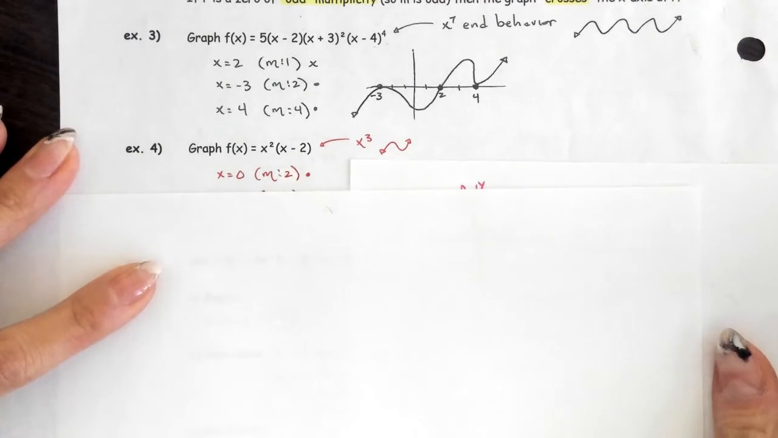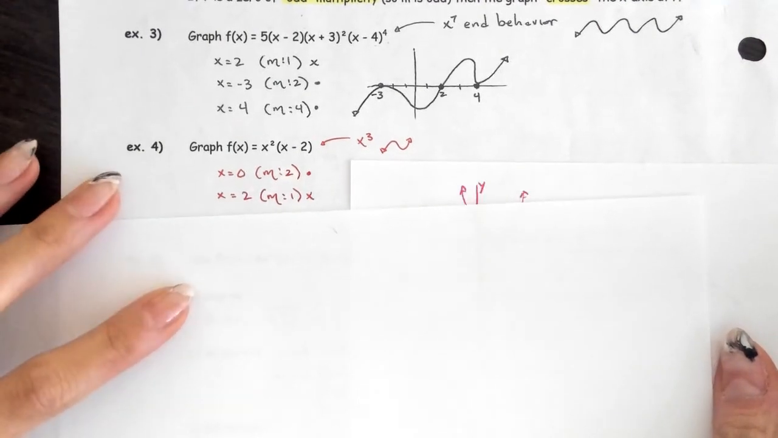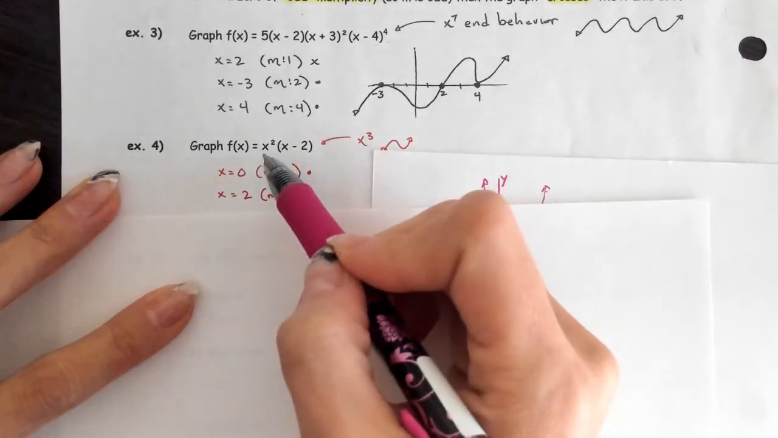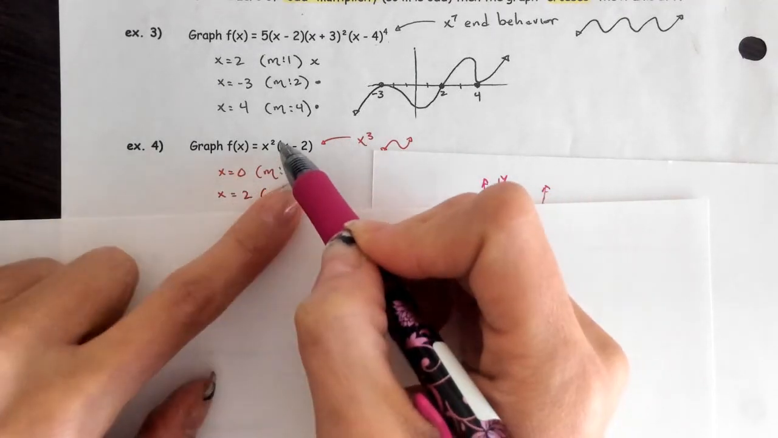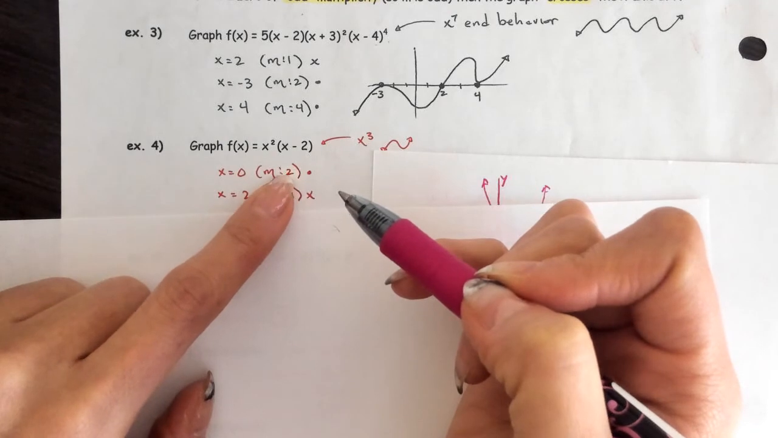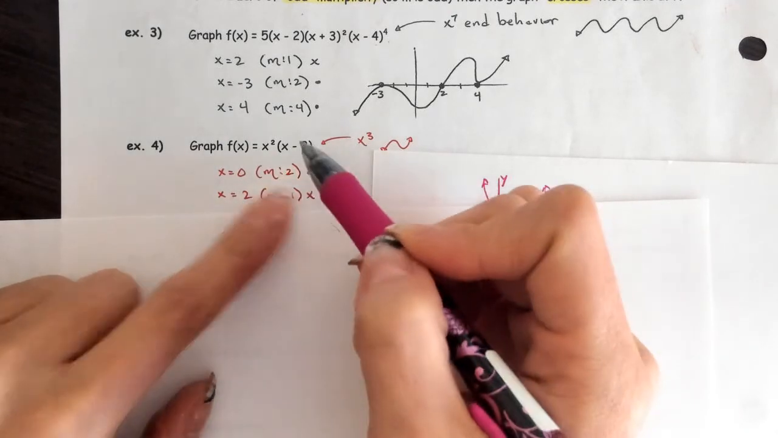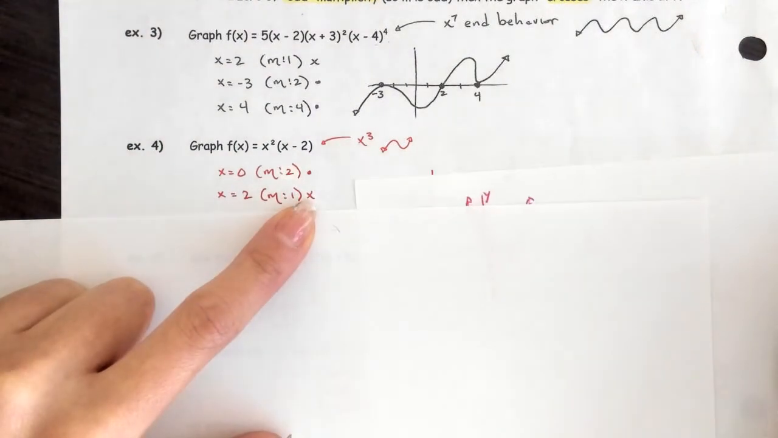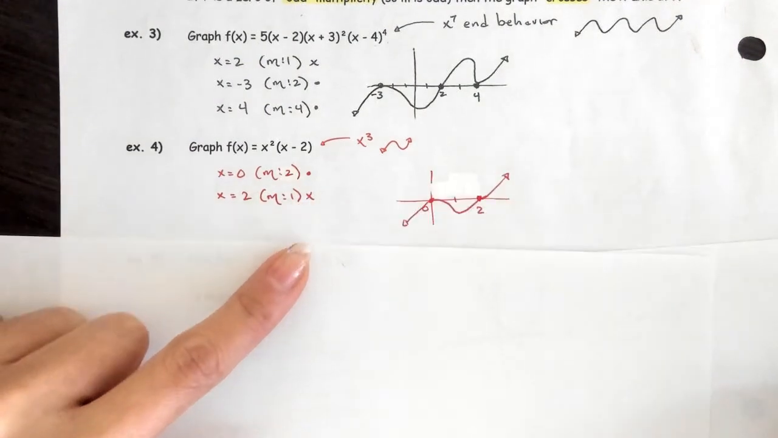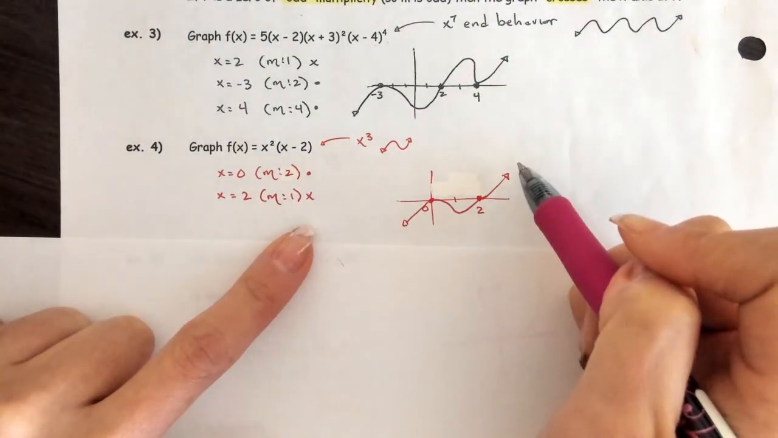So I got these two, right? At x equals 0 and x equals 2. At 0, the multiplicity is even, which is 2, so it bounces. At 2, the multiplicity is 1, and it crosses. Okay, so I start drawing it, and then I start on the right side, and it should look something like that. So on the right side, it's up here.